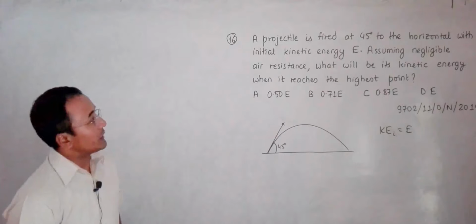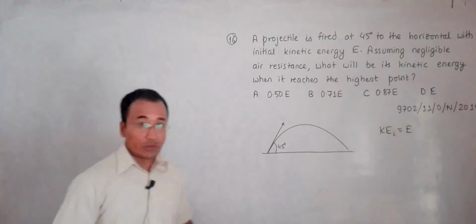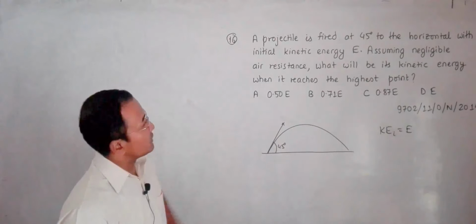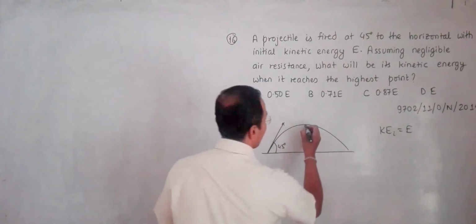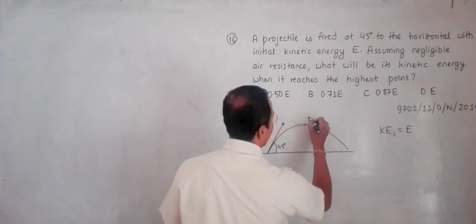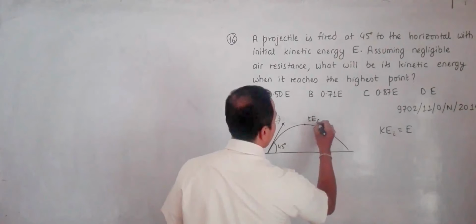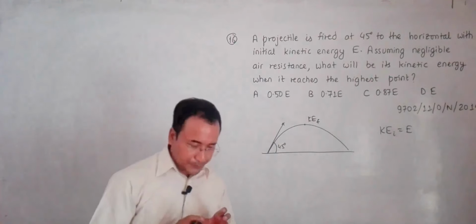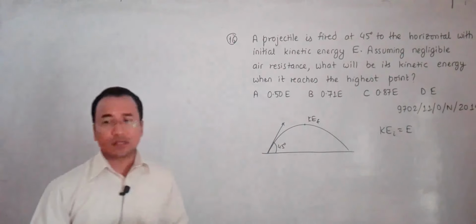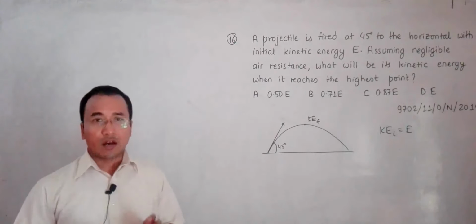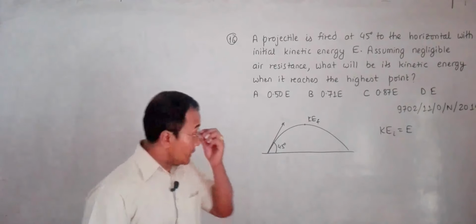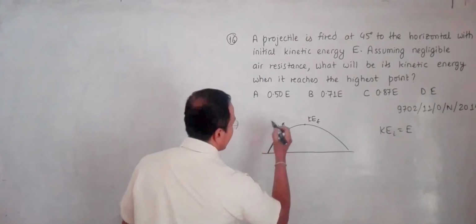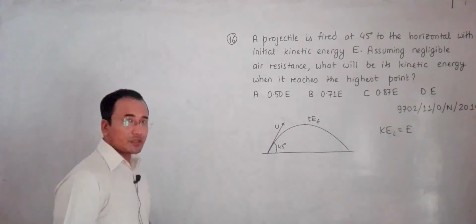Now assuming negligible air resistance, that means we are not considering the air resistance, what will be its kinetic energy when it reaches the highest point? So here we have to find the KE at the highest point. Let me write it as KE final. Before doing that, let us go through the velocity, because the kinetic energy is equal to half of mass into velocity squared. In the beginning, let its initial velocity be u.